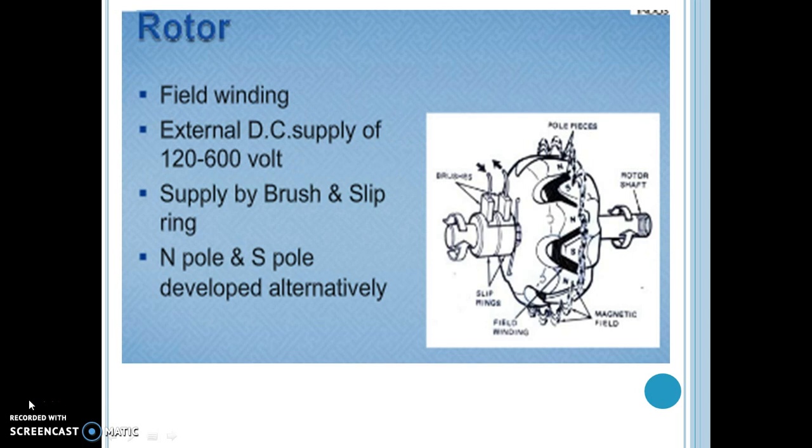And the rotor is the field winding, and for excitation of this field winding we give an external DC supply of 120 to 600 volts. The supply is through brush and slip ring, and the North Pole and South Pole develop alternately, generating sufficient electricity.